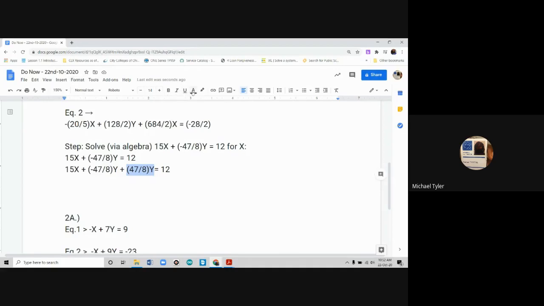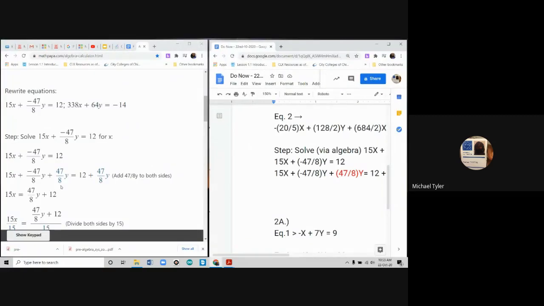So let me change this because this is how I'm highlighting the changes, right? And then what you do to one side, you got to do to the other. So what do we do here? Well, we're going to say plus because this is the whole change. Copy this, come over here, put that there. That is basically this step here, if you notice, right? See how they did the same thing I did. And it tells you add 47 over 8 y to both sides.